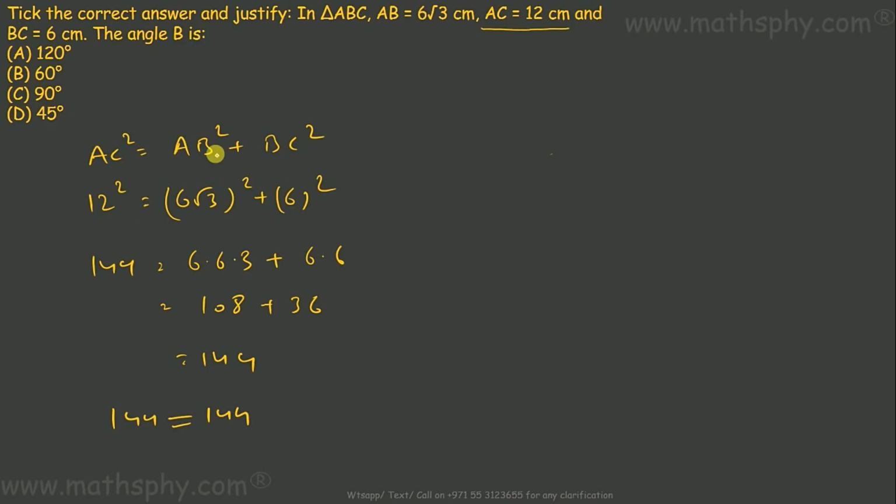means AC square is equal to AB square plus BC square. Now, you know the theorem, it says square of one side is equal to the sum of the squares of the other two sides. In that case, the angle opposite to the first side would be 90 degrees. Here, AC square is equal to AB square plus BC square, means opposite to AC we have angle B. This would be like this.